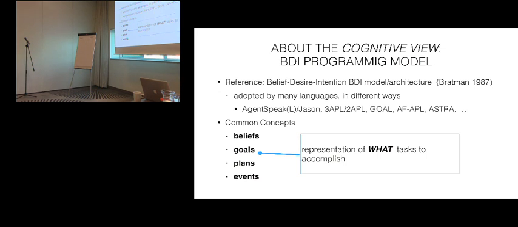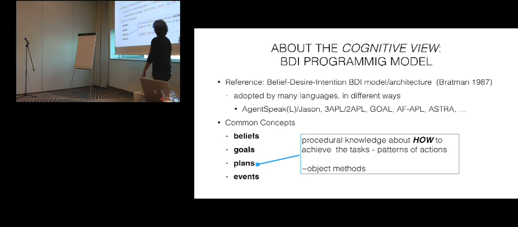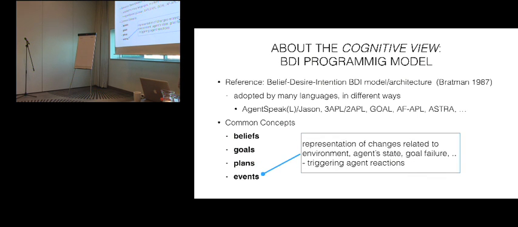And then we have the goals, an explicit representation of what task to accomplish, not how, because how is given by the plan. You program the agent's behavior in terms of plans, which encapsulate, in a sense like methods but in a different way, procedural knowledge about how to achieve the task and the goals. Of course, details will be possible as soon as you see the language. And also events: you can represent events relevant for an agent to perceive and react to.